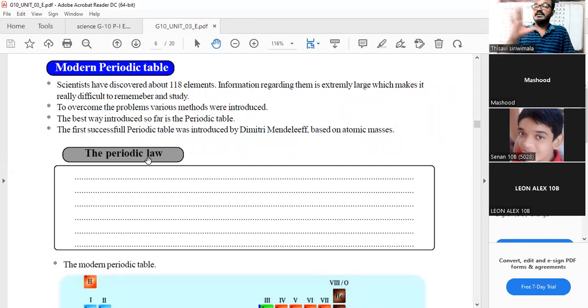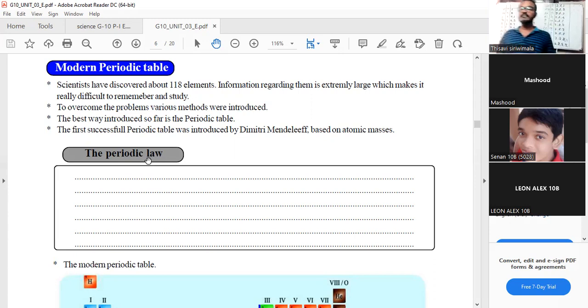At different times, different scientists forwarded different methods, just like the classification of organisms, right? The best way introduced so far is the periodic table. That is arranging elements into a certain kind of table. The first successful periodic table was introduced by Dmitry Mendeleev, a Russian scientist. So the honor of producing the first ever periodic table goes to the Russian scientist Dmitry Mendeleev.